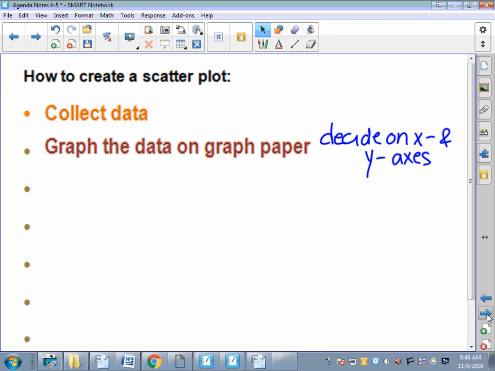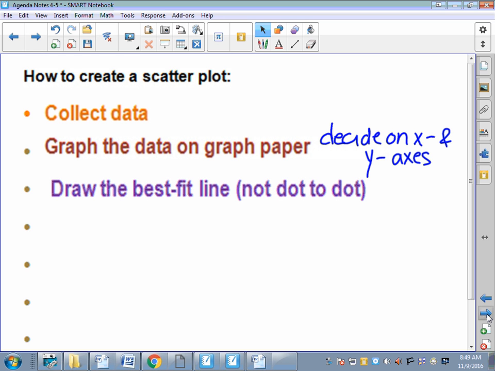So what is the independent variable? What is the dependent variable? We're going to draw that line of fit. And I called it a best fit line. Sometimes they call it different. Draw the line of fit, draw the best fit line, draw the fit line. It's not dot to dot. Remember, it is a straight line. It may not hit all the points.